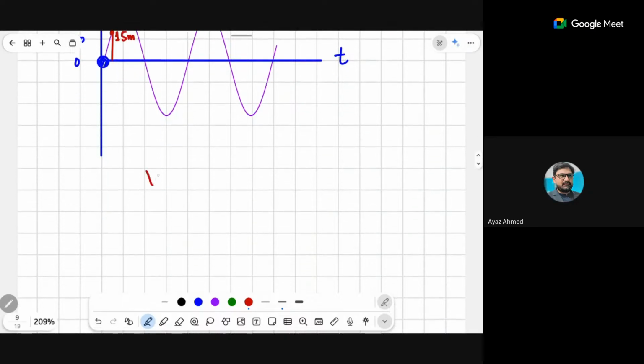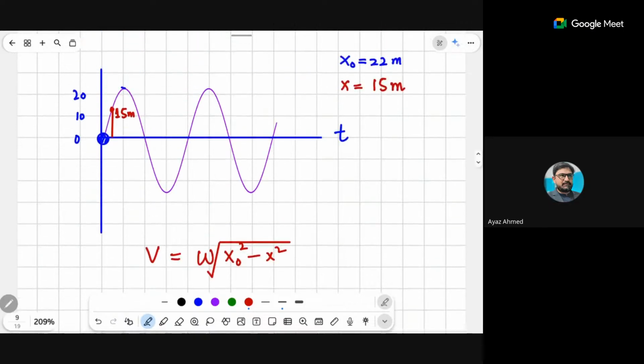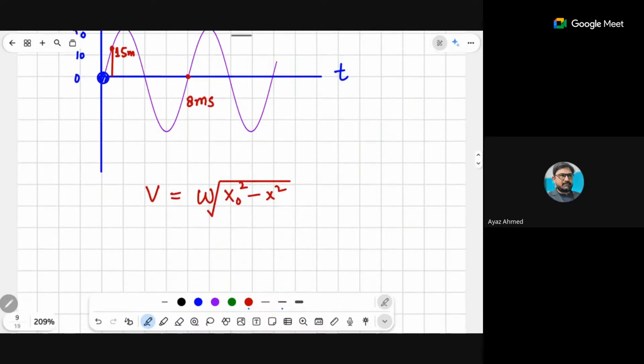So which equation will help me? That will be omega times the square root of x naught square minus x square. This is the equation that is going to help me. For this purpose, I need the time period. Let's say the time period is 8 milliseconds. Can I calculate omega from this? Omega is equal to 2 pi upon T. So please help me calculate omega. 8 into 10 power minus 3.